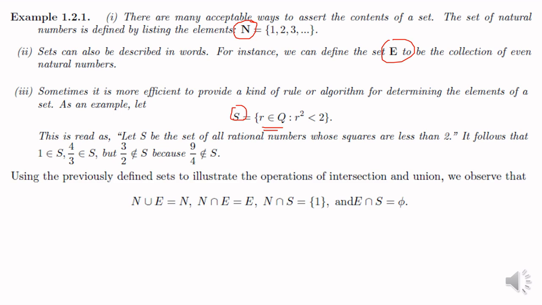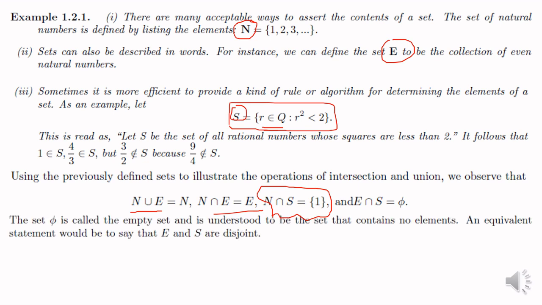Now with these sets N, E and S, we are going to look at some things here. N union E: N is a set of natural numbers and E is a collection of all even natural numbers. So N union E will clearly be N, and N intersection E will clearly be E. Now look at S. The only natural number which will be in S is 1. So N intersection S will be the singleton set {1}. E is a set of even natural numbers, and S is a set of all rational numbers whose square is less than 2. So we can see that E and S do not have any elements in common, so we write E intersection S is equal to phi. You know that phi is the empty set, that means the set without any elements. We also call it the null set.